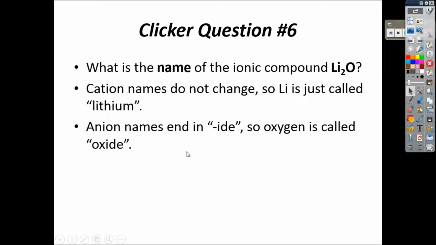Anions do change their name. So oxygen will not be called oxygen. In this case, it would be called oxide. So the name of this would be lithium oxide. You just put the names together. That's it.